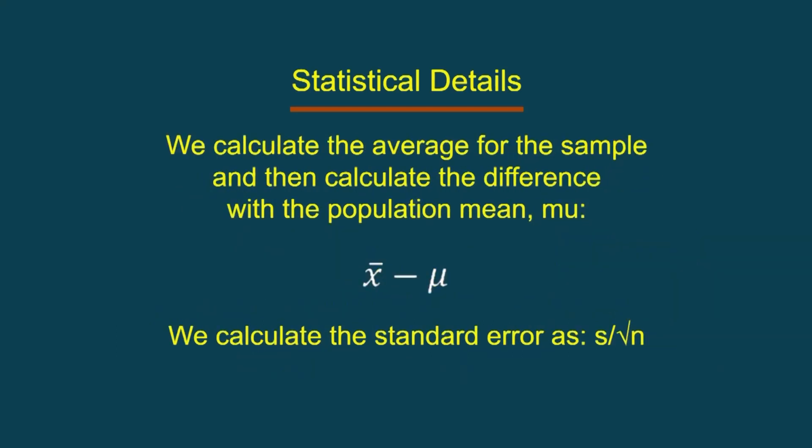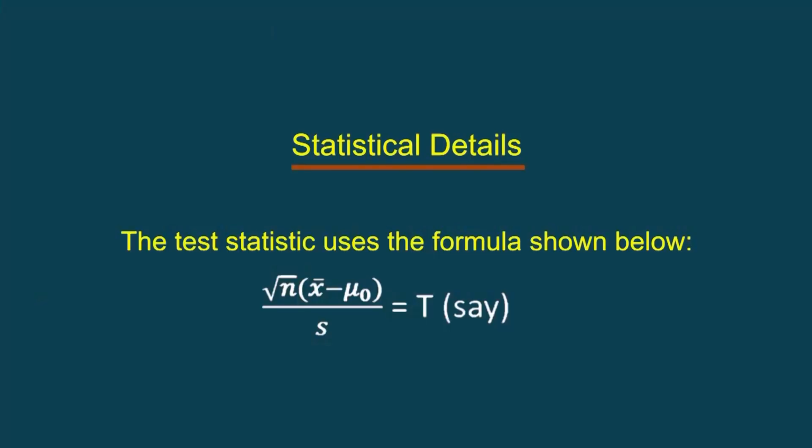We calculate the average for the sample and then calculate the difference of the sample mean from the population mean, that is x bar minus mu. And we calculate the standard error as S by square root of n. The test statistic formula we already know, that is square root of n into x bar minus mu naught, where mu naught is the specified value of mu, which is 20 in this situation, divided by S, the standard deviation of the sample observations. And we denote it by capital T, say.